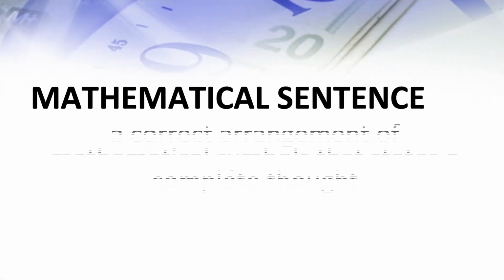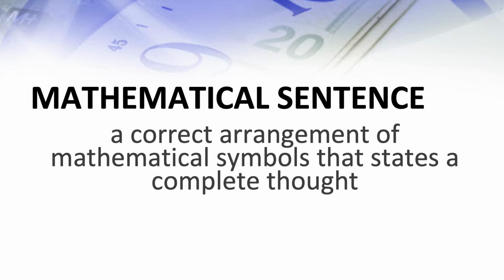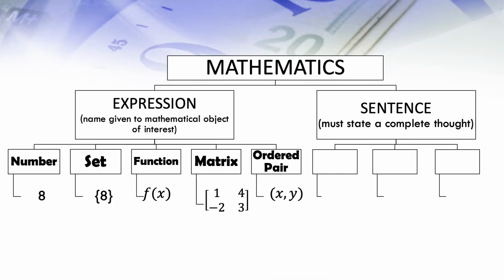So, combining all of this makes up a sentence. So, we have the term mathematical sentence. It is the correct arrangement of mathematical symbols that states a complete thought. So, ayan. A correct arrangement of mathematical symbols that states a complete thought. So, let me itong figure na to, no? Meron tayong expression. So, kino-combine natin yung mga mathematical objects like numbers, sets, functions, matrix, ordered pairs. Silang gagamitin natin to create sentences.